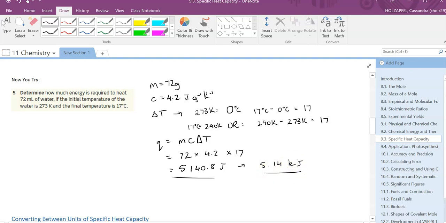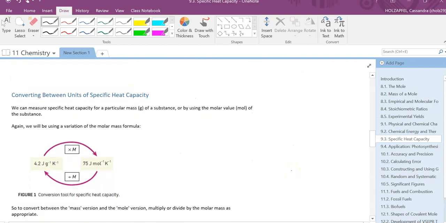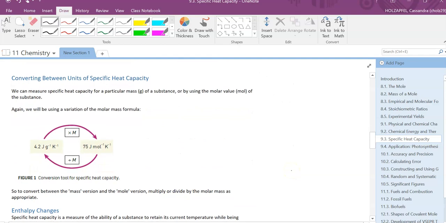So 5.14 kilojoules. But you don't have to do this step. Sometimes what happens is we're given, like when I've spoken about this before, when we do things in the lab, we're always given the mass of something because we can always weigh something on a scale instantaneously in a lab. And then we can go back and work out the moles and everything else later.